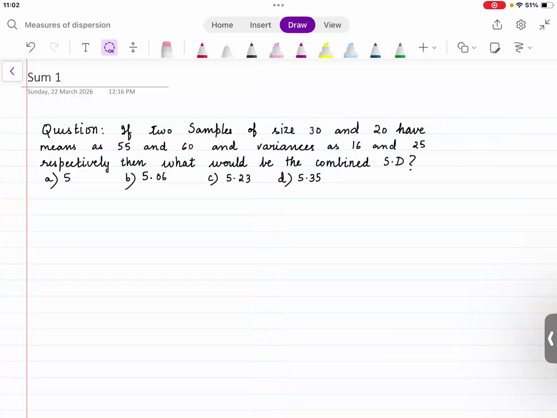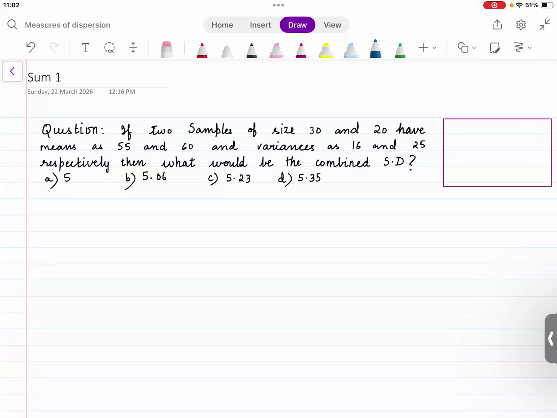Let us look at the problem. The first question they have given, if 2 samples of size 30 and 20 have the mean as 55 and 60 and the variance as 16 and 25, what would be the combined standard deviation? First, let's write what is given in the question. So what has been given?